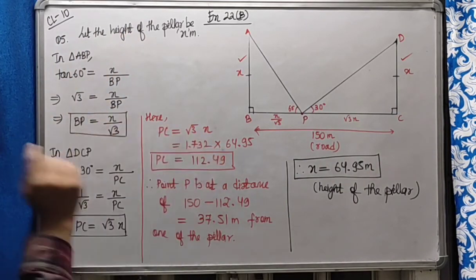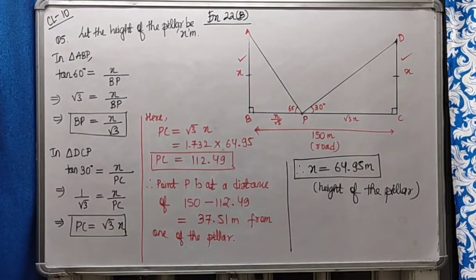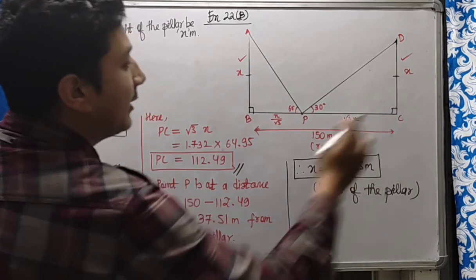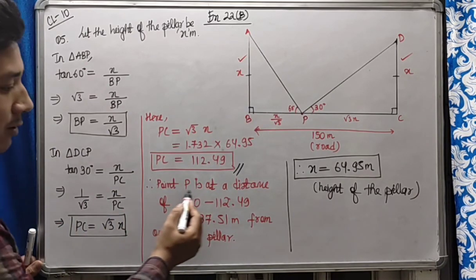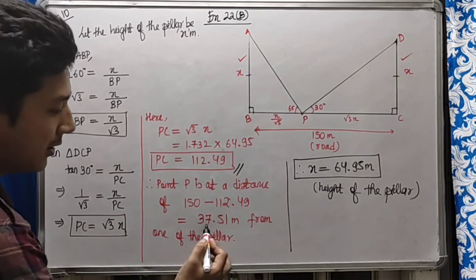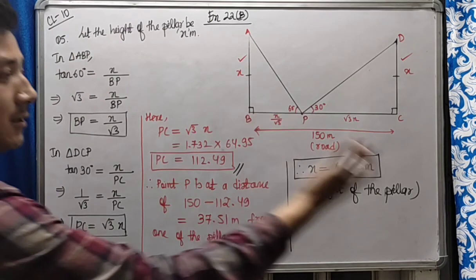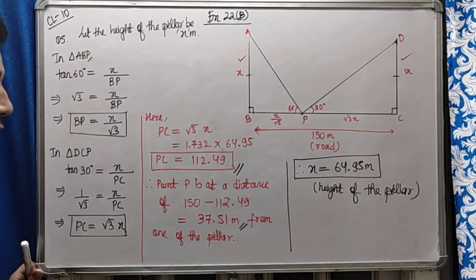So PC is root 3x, root 3 is 1.732 into x is 64.95, multiply, you will be getting 112.49. If I subtract 112.49 from 150, then I will get exactly at which distance my point P is. Therefore point P is at a distance of 150 minus 112.49, which is 37.51 meter from one of the pillars, either from this or from this. You can simply give the answer as the point P is 37.51 meter from one of the pillars.